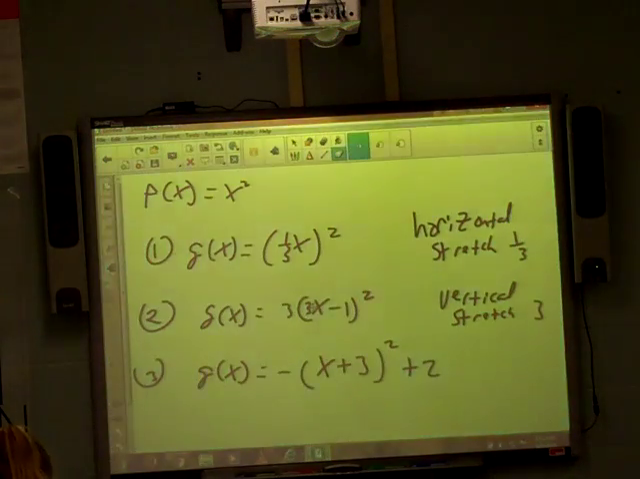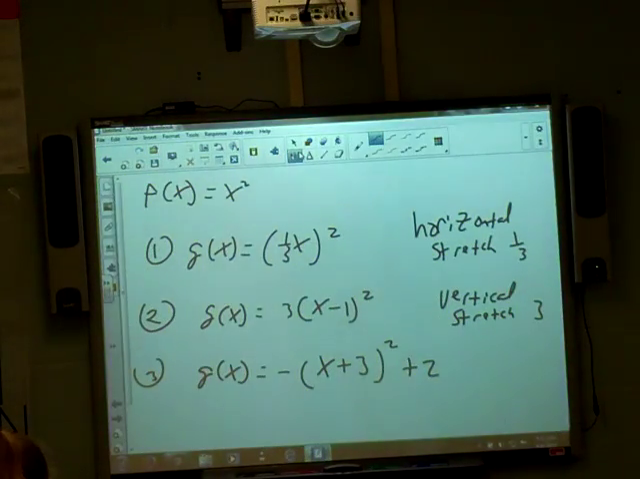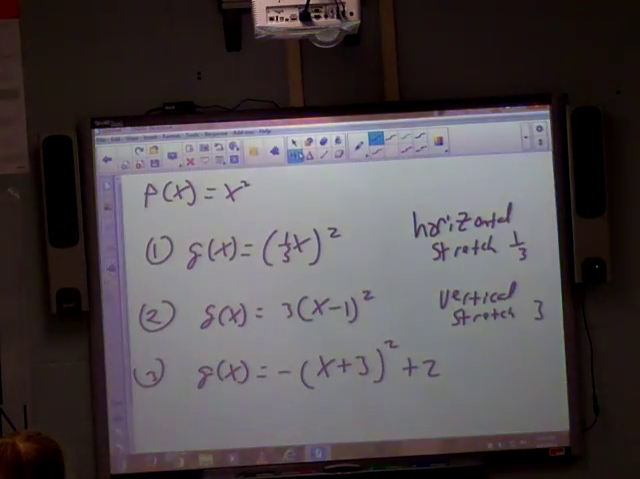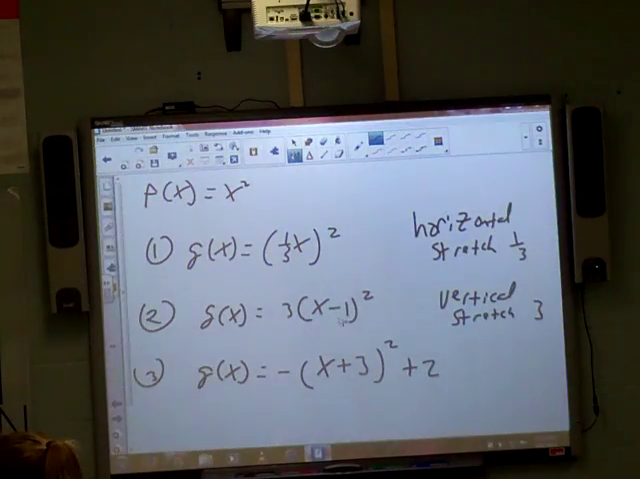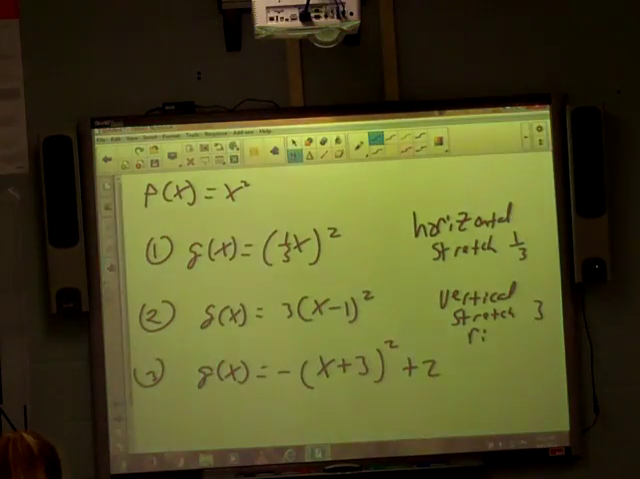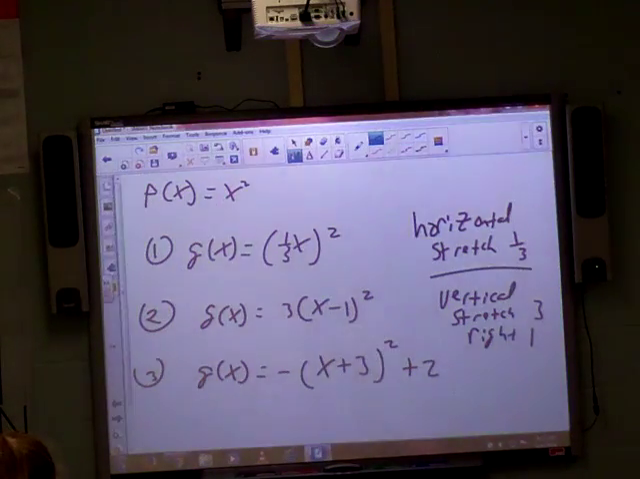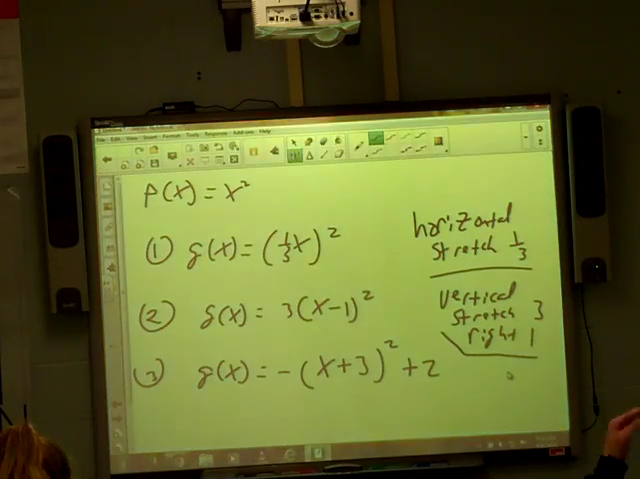Let me erase the 3. Alright, everybody see what the question Brooklyn was asking, the difference on that? This one's got something else happening to it also. It's inside it, so it's horizontal. The opposite way of that minus sign would be right 1. Okay, good. Alright, the last one's got 3 things happening to it.